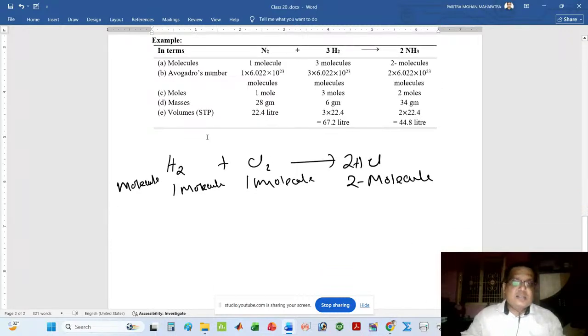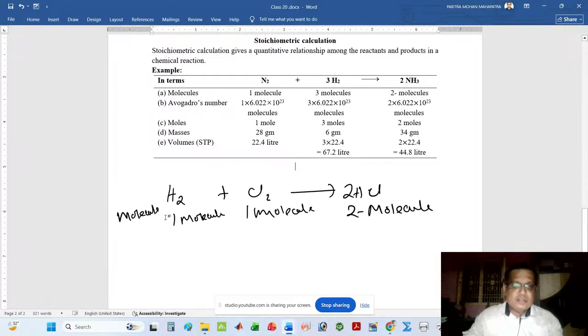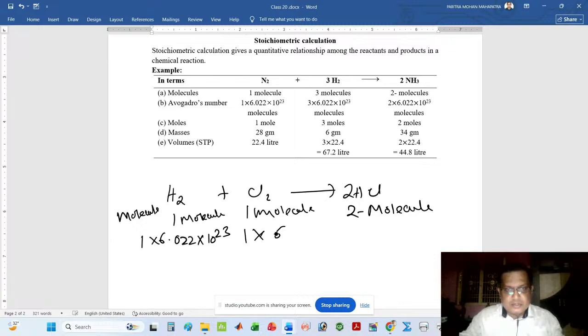Next I want to express it in terms of Avogadro's number. It can be done by just looking at the coefficient present in the reactant or product. Here only one hydrogen is present, so I can write 1 × 6.022 × 10^23 molecules. Here I can also write 1 × 6.022 × 10^23. Next here I can write 2 × 6.022 × 10^23.